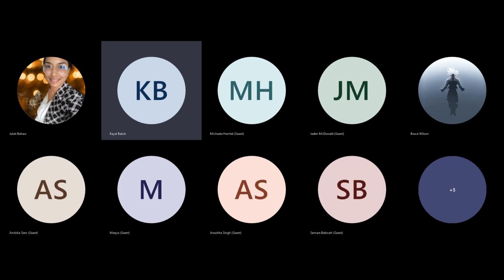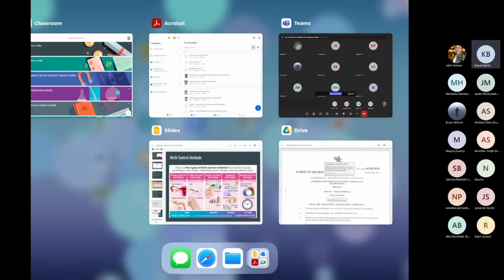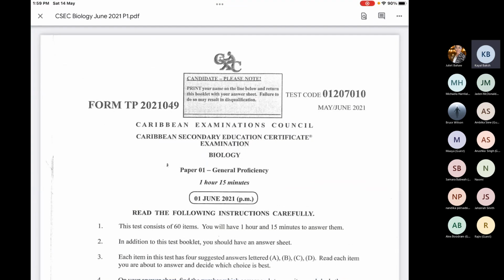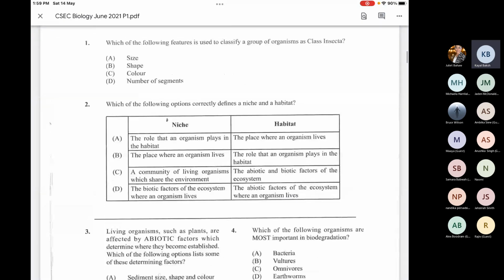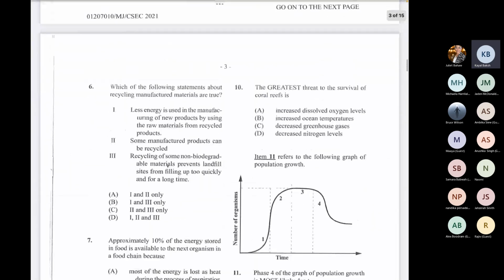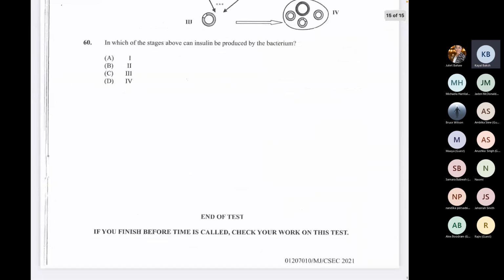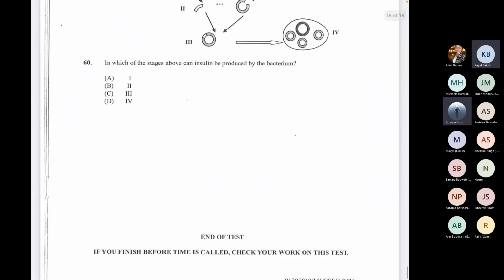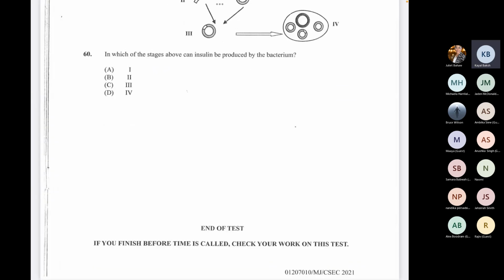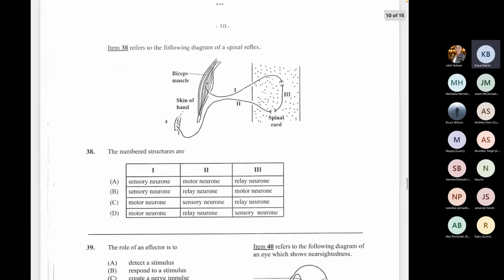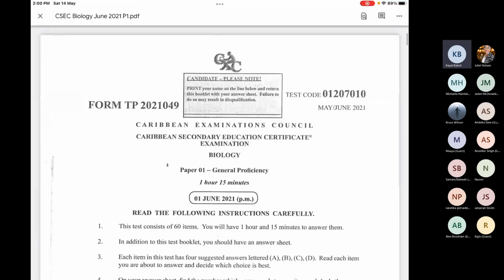You have to work within a time frame here. We're working with time as well. You go into this paper, May-June 2021. I'll give you about 30 to 45 minutes to complete it, and we'll go through the answers. Okay, can you all do that? Yes, miss. All right then. So at 1:30, I'll start correcting.